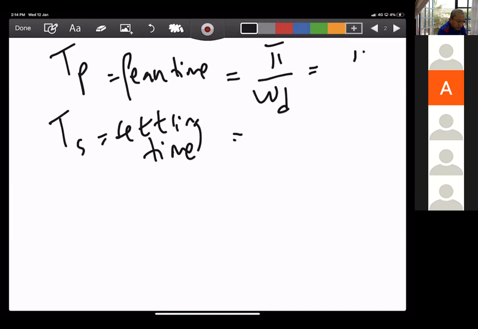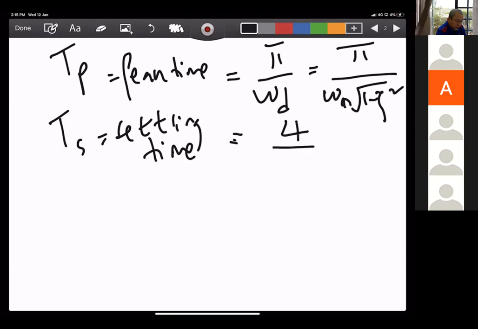Omega D equal to omega n multiplied by square root of 1 minus zeta square. Settling time?